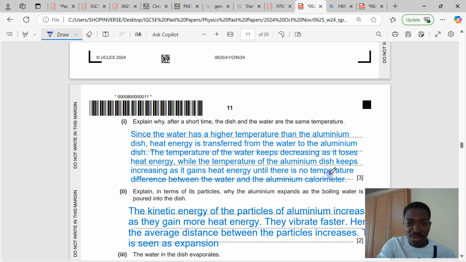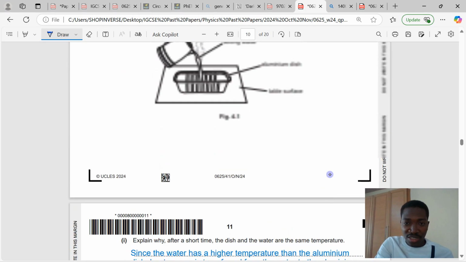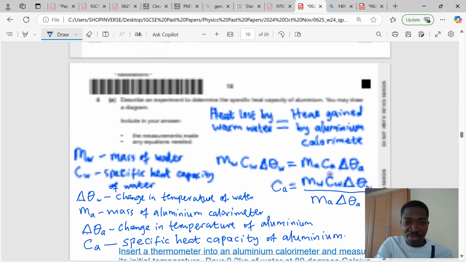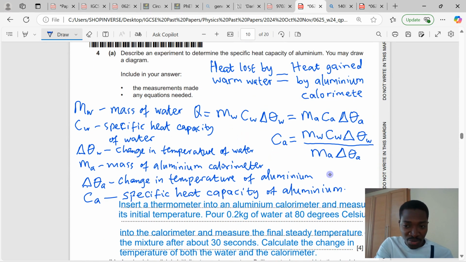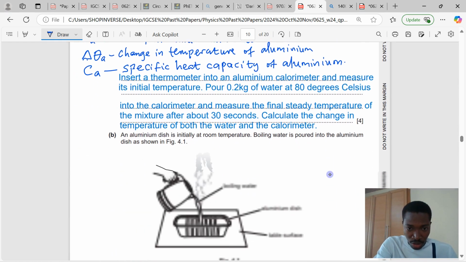Once there's no temperature difference, then both of them will be at the same temperature, but then heat energy stops flowing from water to the aluminum dish because they are at the same steady final temperature. Good. And that's the same concept you apply when performing the experiment used to determine the specific heat capacity of aluminum. We go straight to the next question.